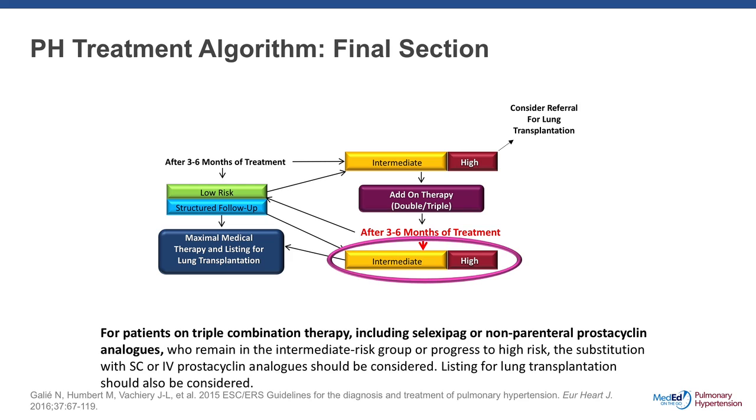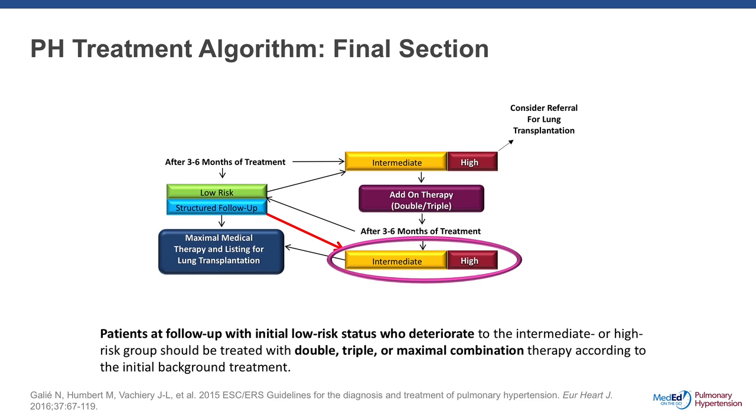And if you reassess them on triple oral combination therapy, including selexipag, or double oral and a non-parenteral prostacyclin, and they remain at intermediate or high risk, the substitution of an IV or subcutaneous prostacyclin should be considered, and again, lung transplantation evaluation should be considered. And then the final section is that patients on follow-up with low risk status who deteriorate to intermediate or high, this is the importance of continuously reassessing them, should be treated with some sort of escalation of therapy, whether it's monotherapy to double or double to triple or changing to a parenteral prostacyclin.